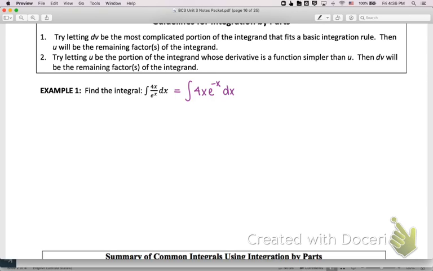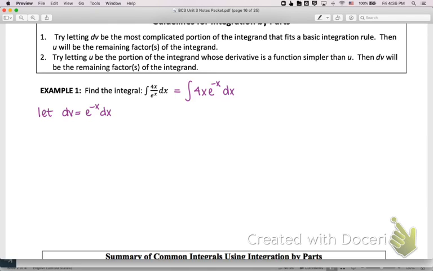e to the negative x is also easy to take the derivative of, but think about what happens when you take the derivative of e to the x. You just get e to the x again, so it doesn't really get any simpler over the process. On the flip side, e to the x is very easy to integrate. So that's how I'm going to choose this. I'm going to let dv equal e to the negative x dx.